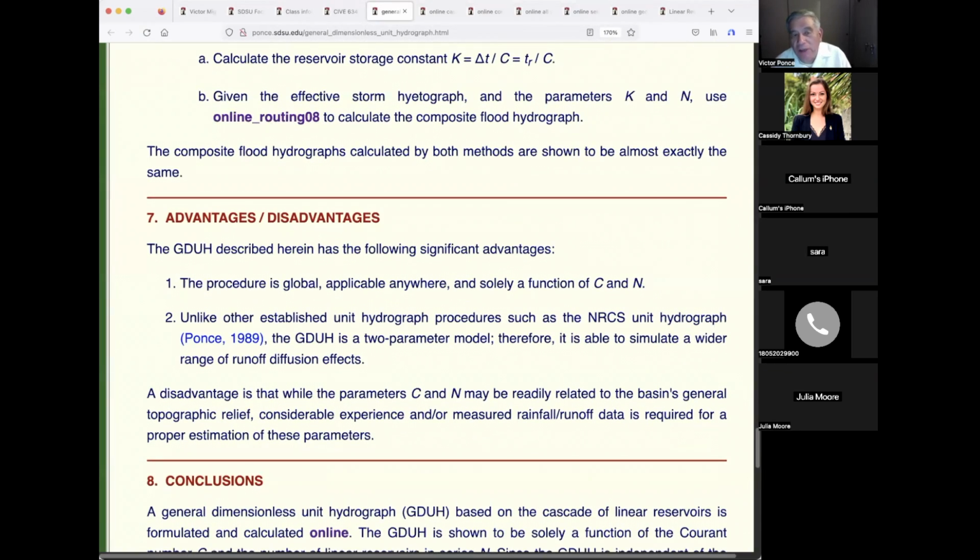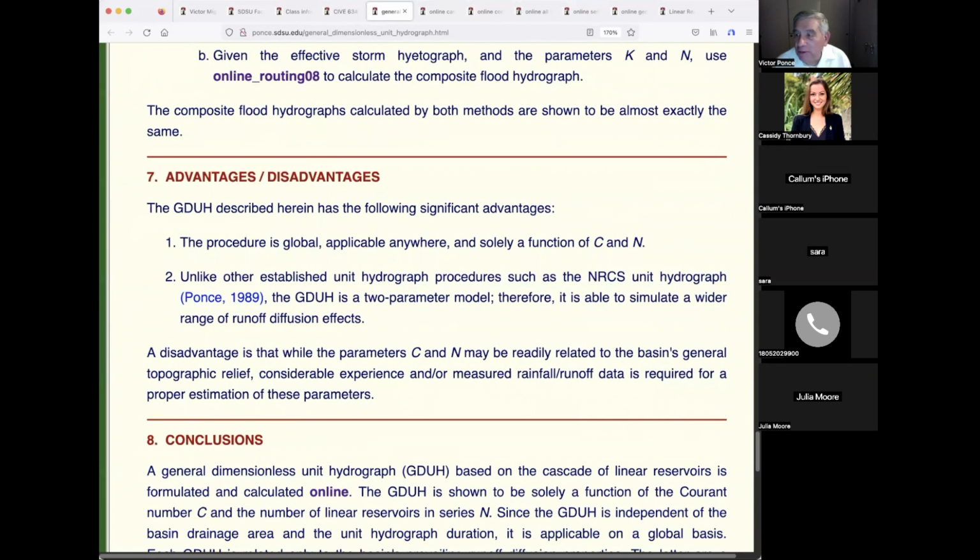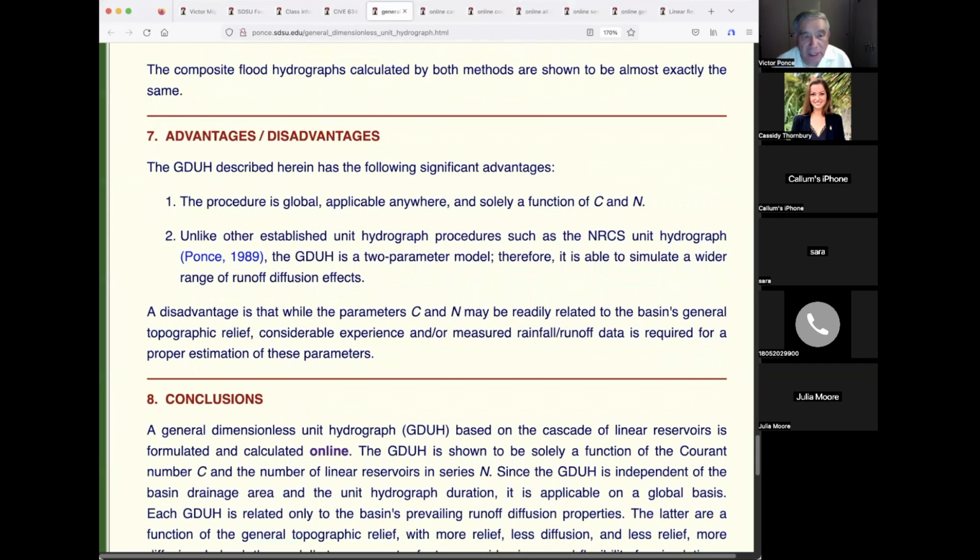And yet the composite hydrographs calculated by both methods are shown to be almost exactly the same. This is one of the major surprises of my career. In other words, I certainly didn't expect it. I thought they were going to be similar and that you could ascribe the differences to numerics. But this thing is so beautiful that it doesn't have hardly any difference. It's 99.99%. There are differences, but so small that they should not be considered in any assessment of inaccuracy. It's accurate. Okay. Advantages and disadvantages.